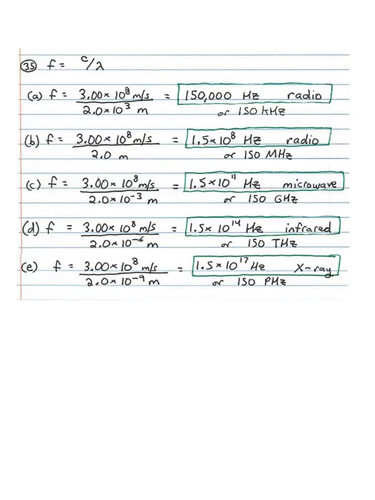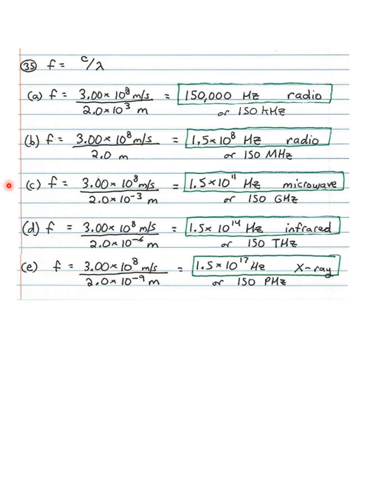Number 35 gives the wavelengths, and we're to find the frequency and in what region. So we use the equation frequency is speed of light divided by wavelength, and we'll start with part A, 2 kilometers, so 2,000 meters, and that is 150 kilohertz, which is radio. Part B is 2 meters, so we get 1.5 times 10 to the 8th hertz, which is also radio.